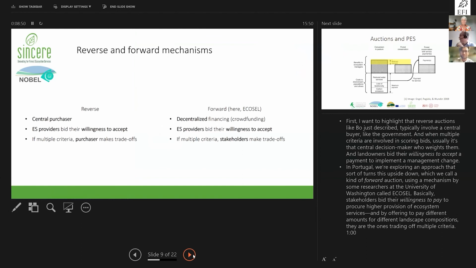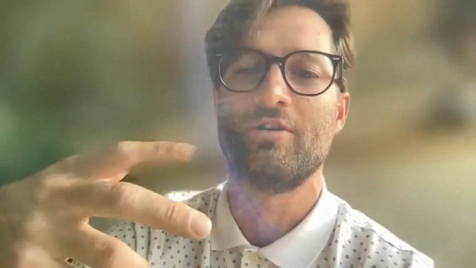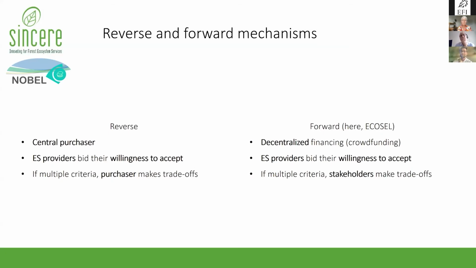So as Bo just described, in reverse auctions, you typically have a central buyer like the government. Landowners bid the lowest payment they'd be willing to accept to do something. And when multiple criteria are involved, it's usually the government who weights those criteria. And in Portugal, we're trying something we're calling a forward auction using a mechanism called EcoCell.